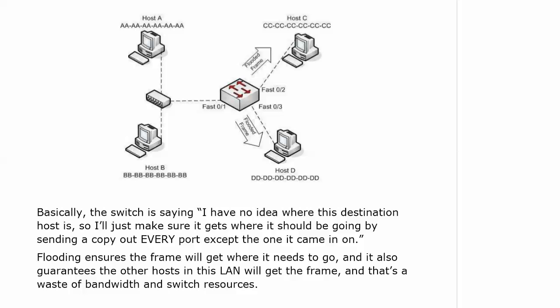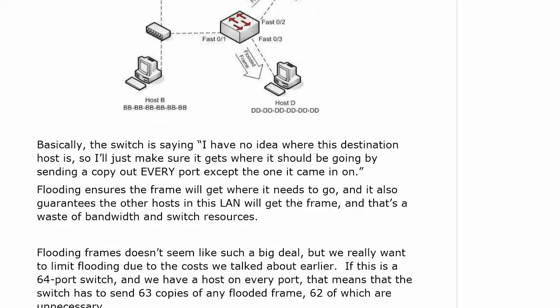Flooding ensures that the frame is going to get to the host that needs it, and it also guarantees that the other hosts in the LAN are all going to get the frame, which is a total waste of our bandwidth and switch resources. We don't mind this behavior when a host is first added to the network, or when a switch is first added to the network. We expect it, but we don't want it to happen a lot after that.